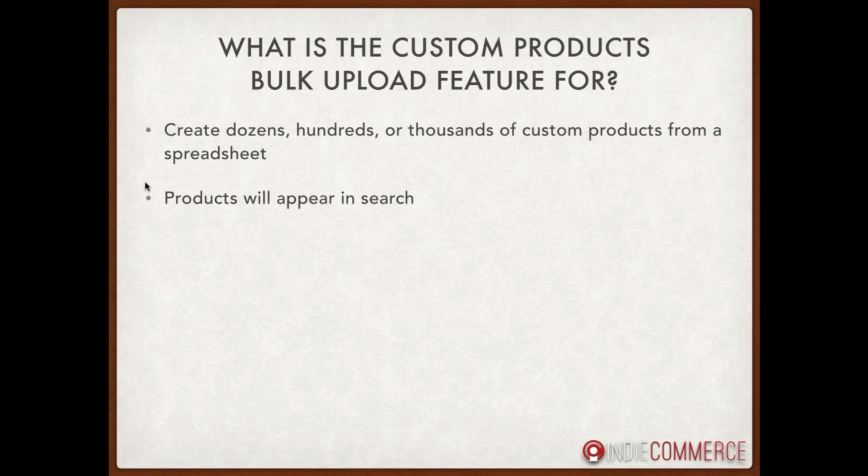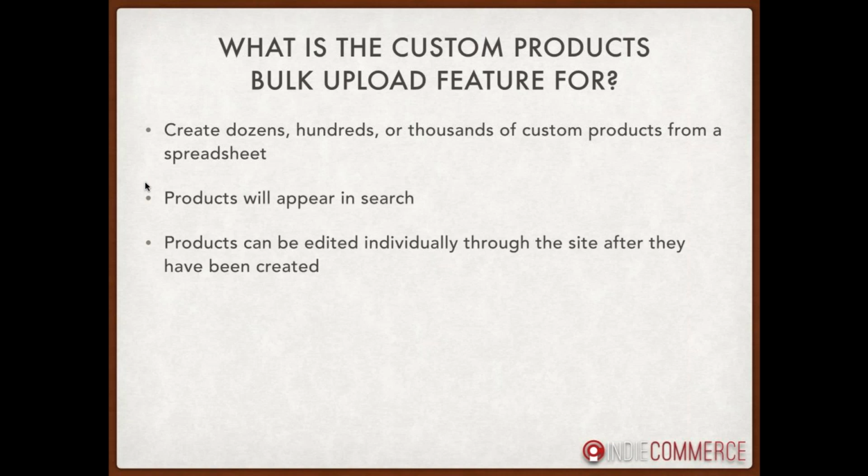Once you have uploaded and processed your spreadsheet, your products are going to appear in search, and you can edit them individually through the site after they've been created. So for all intents and purposes, this really isn't any different in terms of the end result than creating your products through your website by hand. It's just a faster way of doing it for a large number.